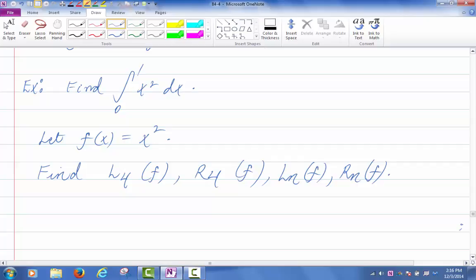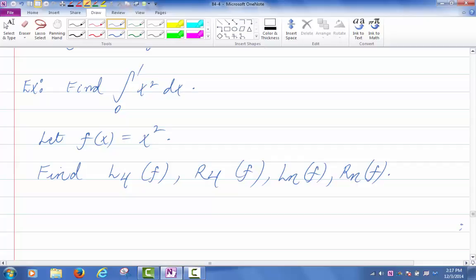So what is L4? L4 means that you divide the interval into 4 subintervals having the same length. And what are the sample points? Sample points are the left endpoints of the subintervals. And then you compute the Riemann sum. So L4 is the Riemann sum where you have 4 subintervals of equal lengths and the sample points are the left endpoints. R4 sample points are the right endpoints.